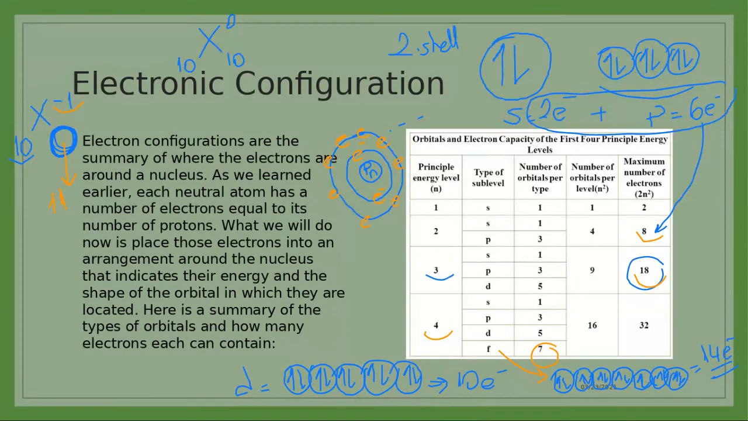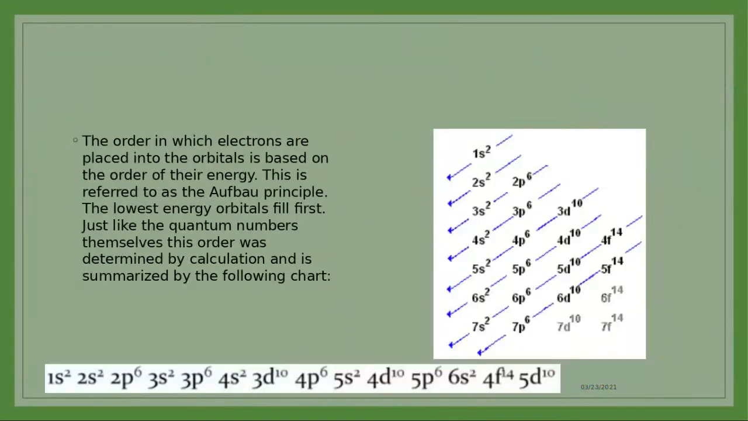Let's check the electronic configuration. This is the table for writing the electronic configuration. This is the order in which electrons are placed. For example, 1s2, and then we pass to the second shell, 2s2, and then we pass to the other one, 2p6, 3s2, like that.